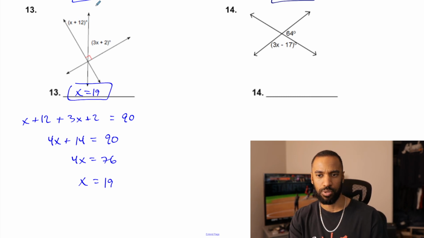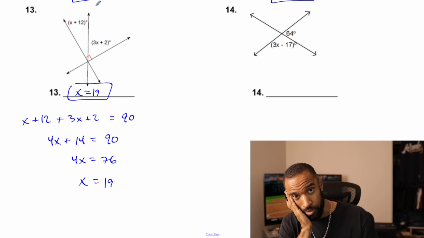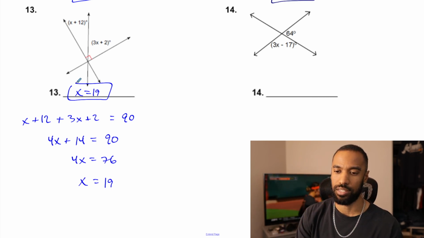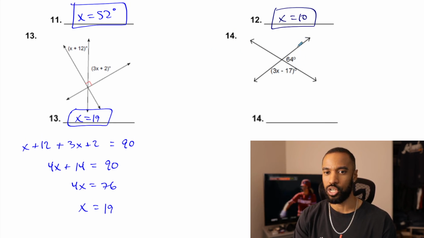Let's see if that works. 19 plus 12 is 31. 3 times 19 is 57 plus 2 is 59. 31 plus 59 is 90. Yes, x equals 19. And the last problem, we have 2 intersecting lines and we have an adjacent set here.